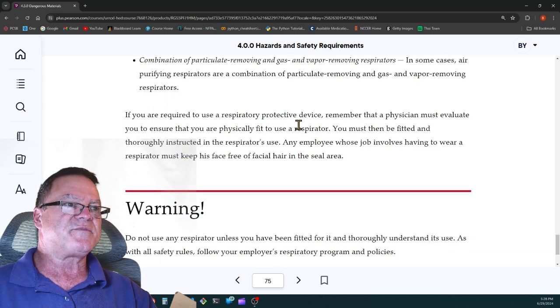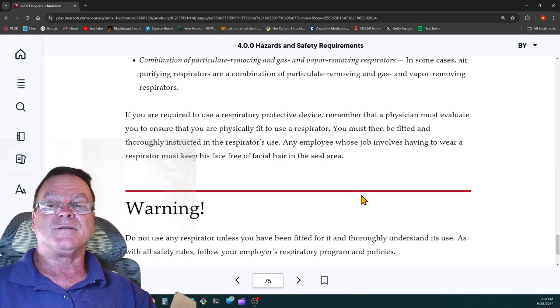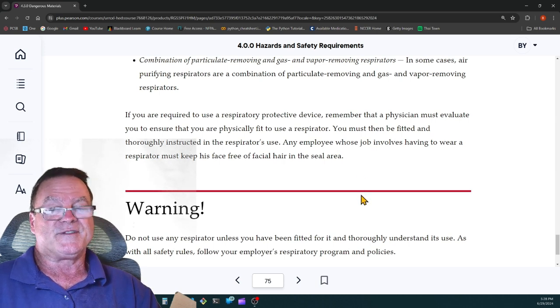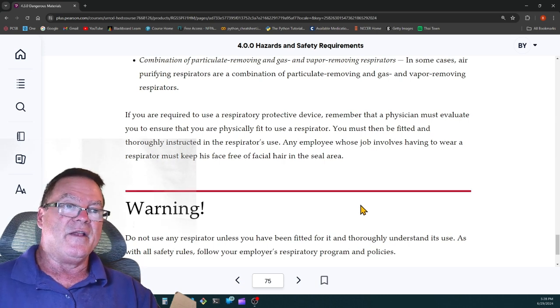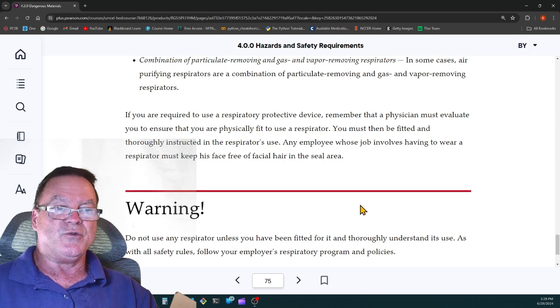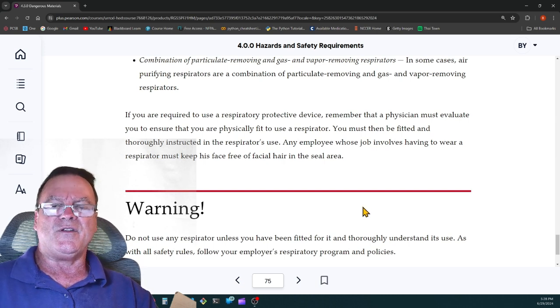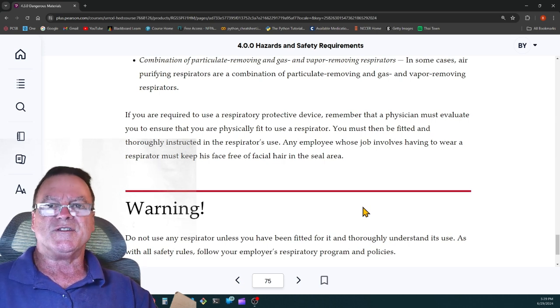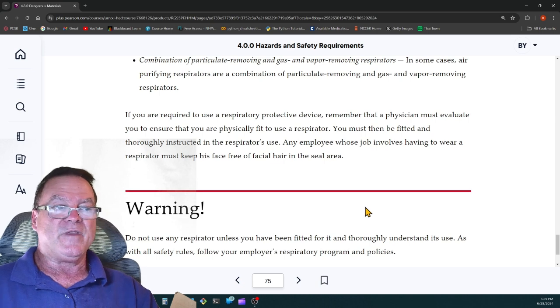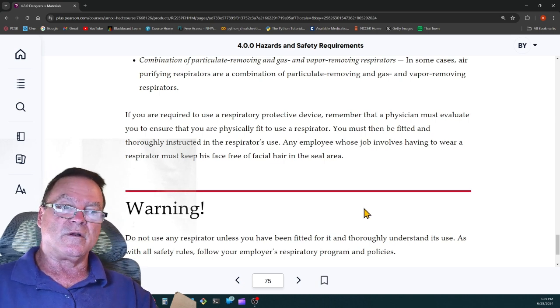If you're required to use a respirator protective device, remember that a physician must evaluate you to ensure that you're physically fit to use a respirator. They'll send you to a medical facility, or they might have an on-site facility with doctors and nurses, and they will actually have you do exercises breathing into a tube. You have to sustain it for 30 seconds or a minute, and if you don't have the capacity in your lungs to move a ball in a tube as you exhale or inhale, you can't wear a respirator at work.